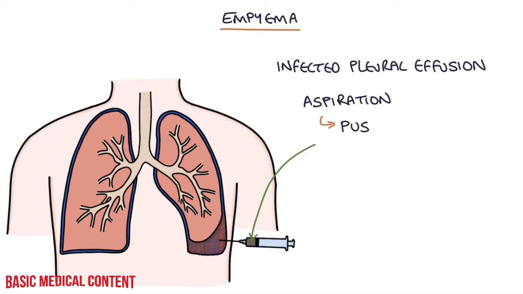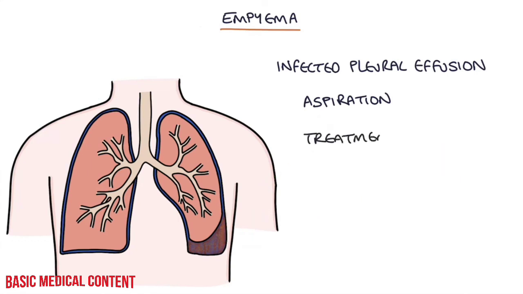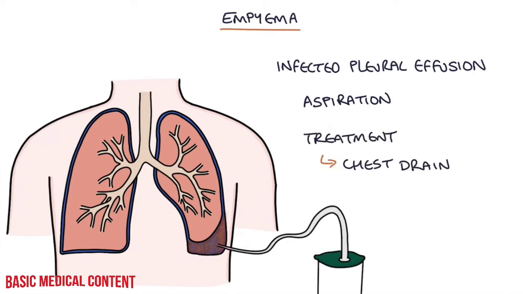One key fact to remember for your exams is that when you aspirate a pleural effusion that's infected, or an empyema, the pH will be low. So the fluid that you aspirate will become acidic, and the pH is less than 7.2. There'll also be a low glucose because it's being used up by the bacteria, and a high LDH. Empyema is treated using a chest drain to remove the pus and antibiotics.